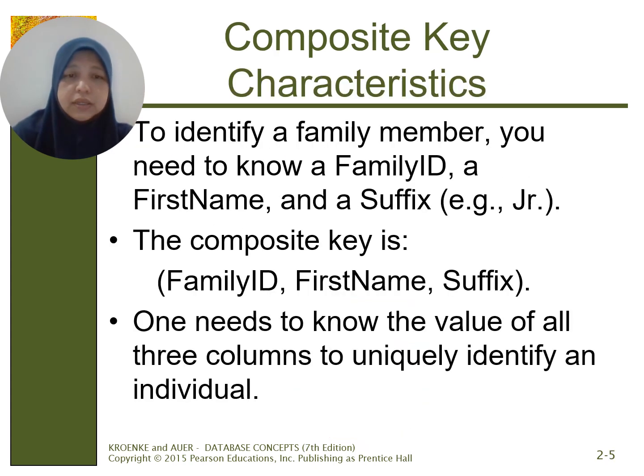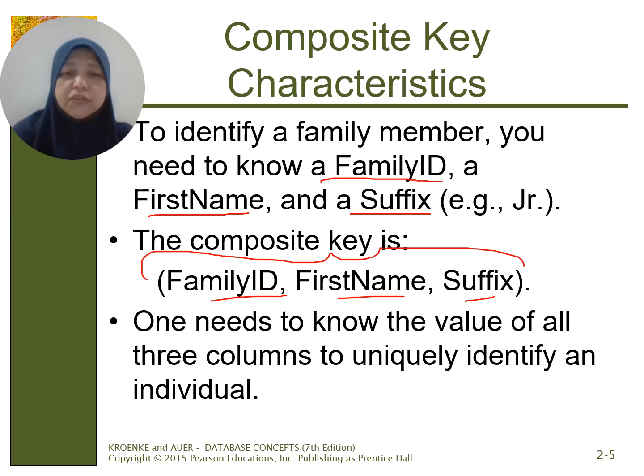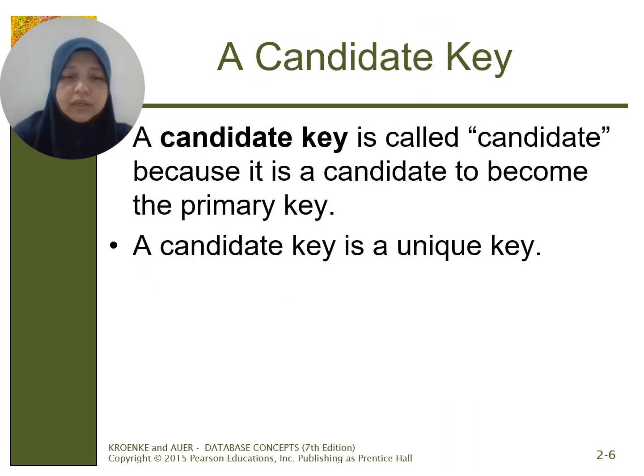To identify a composite key's characteristic: to identify a family member, you need to know the family ID, the first name, and a suffix. So the composite key is family ID, first name, suffix. It means that you need all of these values for you to identify who the family member is. That's all you need to know.